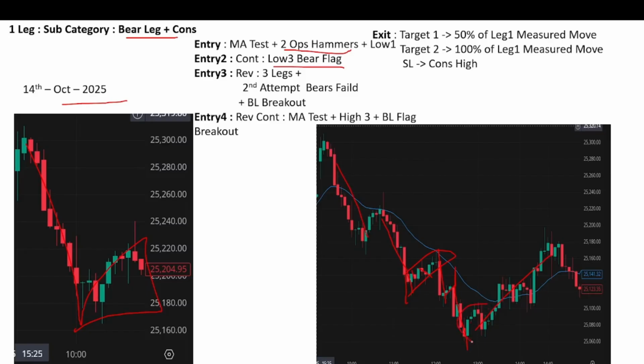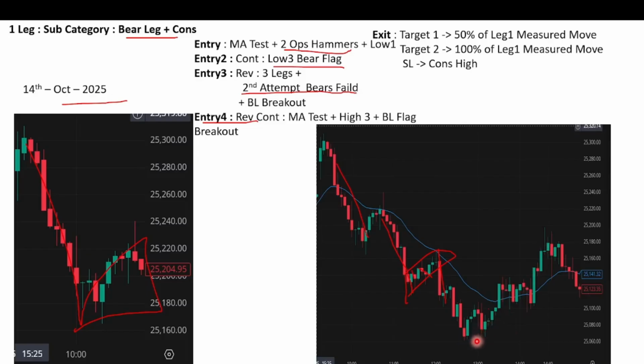And when you see the reversal setup, which is 3 legs, leg 1, leg 2, leg 3, and the second attempt of the bears to go lower has failed, and you got a bull breakout, you can enter here. And the entry 4 will be in this reversal trade only. Let me just erase. So the entry 4 is in this reversal trade only.